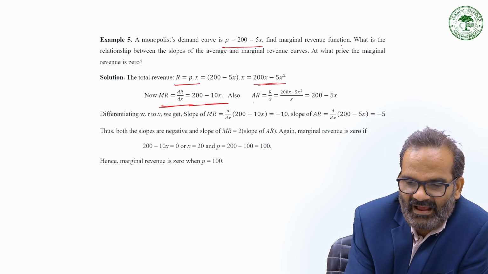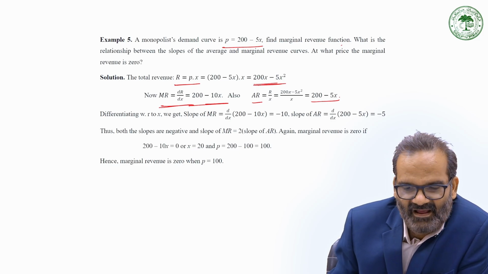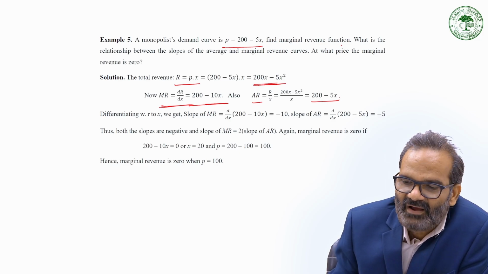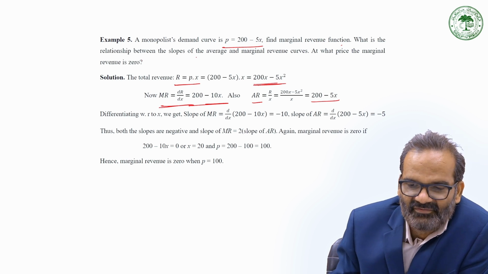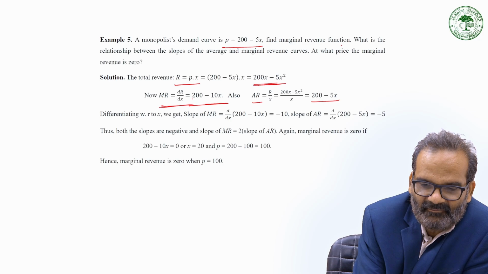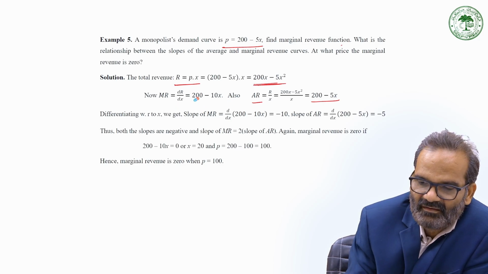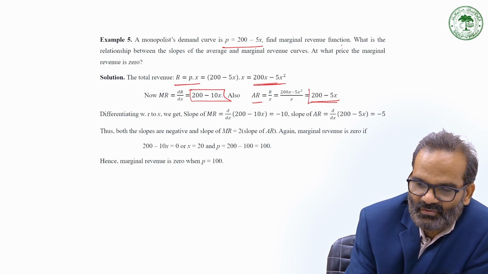To find the average revenue, divide the total revenue by x. You will get 200 minus 5x as the average revenue. What you have to calculate is the relationship between the slopes of the average and marginal revenue. See, 200 minus 10x, be careful, this is your marginal revenue and this is your average revenue.